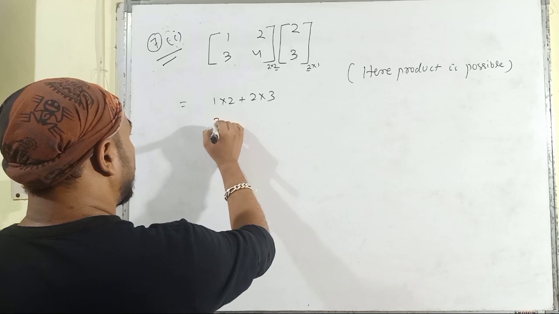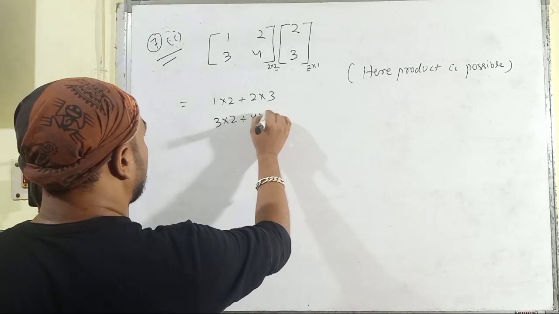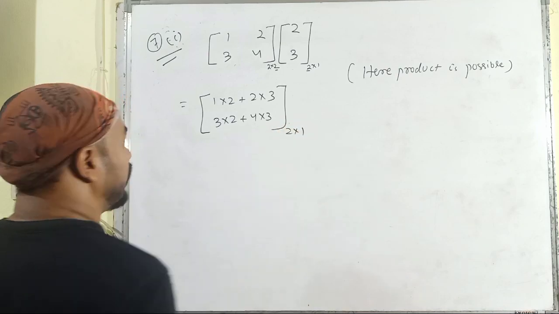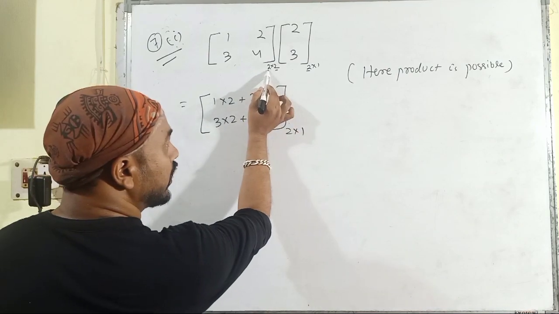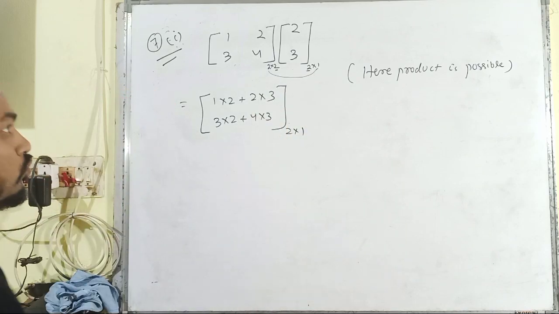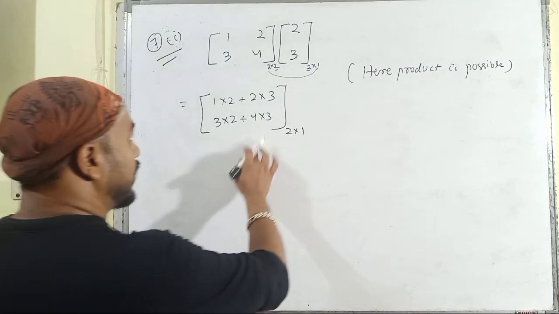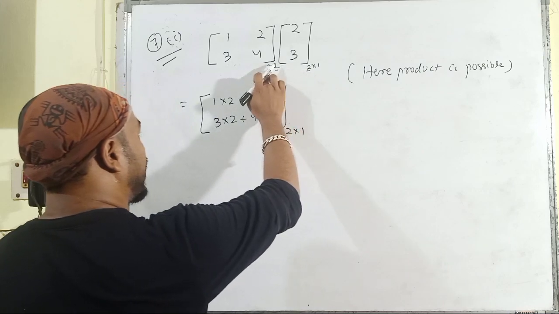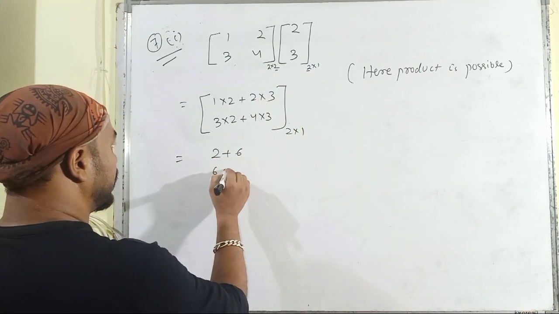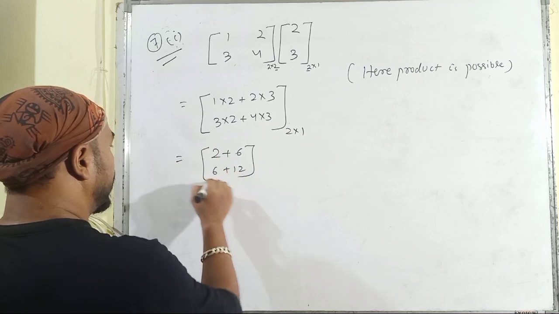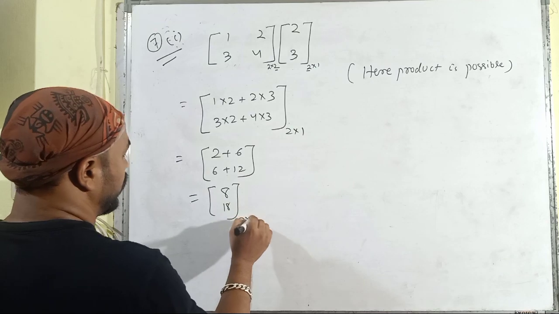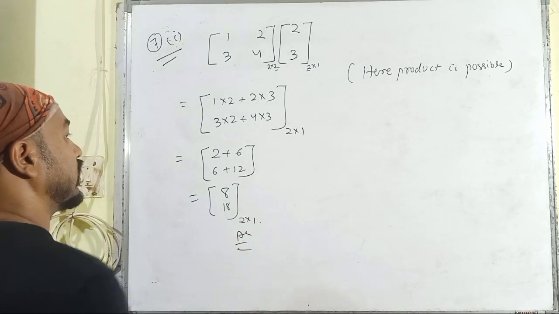So 3 multiplied with 2 plus 4 multiplied with 3, and it will be a matrix of order 2 cross 1 because the rest of the elements are here, 2 and 1. So the order of the resultant matrix will be 2 cross 1. So it is 2 plus 6, it is 6 plus 12, then it is 8, 18. So it is 2 cross 1, and here it is the answer.